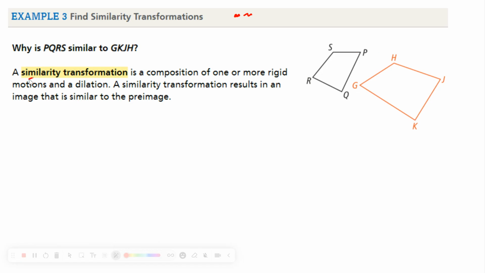Right here, a similarity transformation is a composition of one or more rigid motions and a dilation. So notice it's a composition. It involves rigid motions and a dilation. It has to have a dilation because when the figures are different sizes, as these two quadrilaterals are, slightly different sizes, the black one looks slightly smaller than the red one, we have to use the dilation to enlarge or reduce. So because it gives us this order, let's go this way.